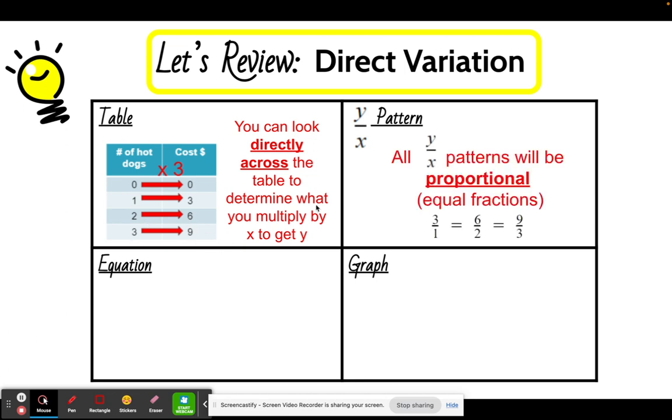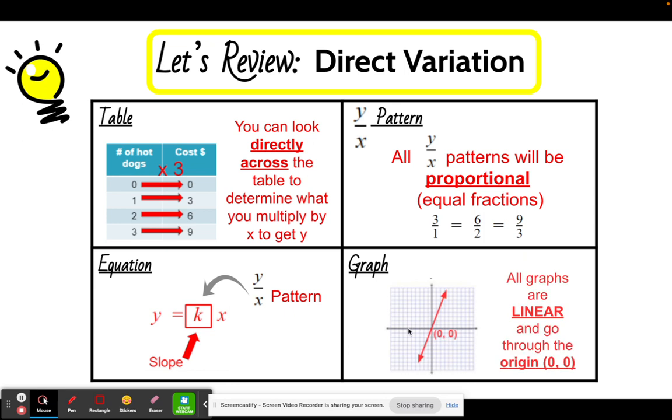You can also look at your y over x patterns. They will be proportionate, which means they're going to be equal fractions. 3 over 1, 6 over 2, 9 over 3. Those are all equivalent fractions. So this is proportional, and they all equal 3. When we write our equation then, we put y equals, put our y over x pattern, in this case 3x. And then when you graph it, it will be linear and it will always go through the origin 0, 0.